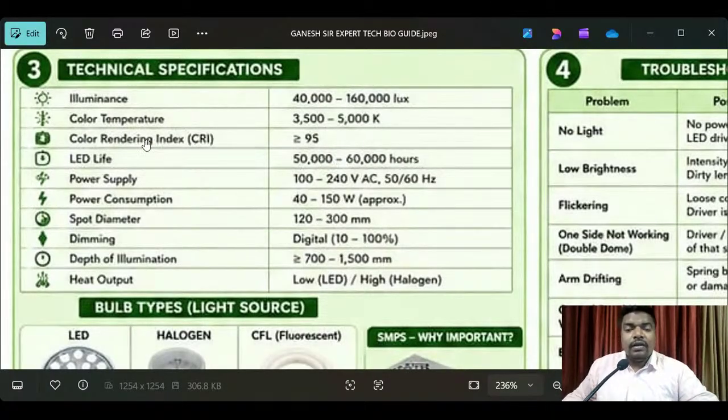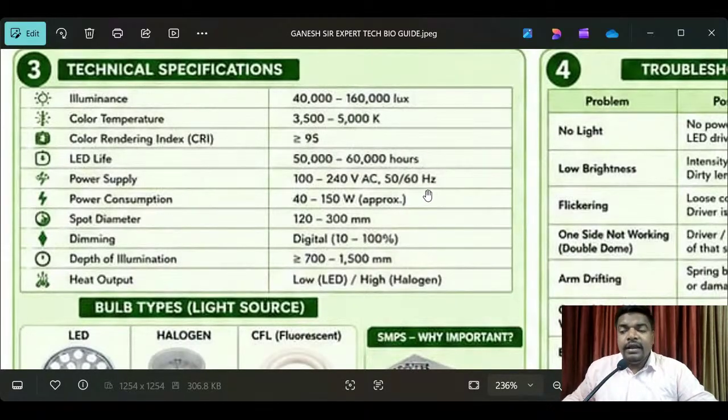Color temperature, my dear engineers: 3,500 to 5,000 K. Next, color rendering index CRI greater than or equal to 95. LED life: 50,000 to 60,000 hours. As a biomedical engineer you should have all this information, so for your knowledge I'm giving it now. Next, power supply: 100 to 240 volts, 50 to 60 Hz.